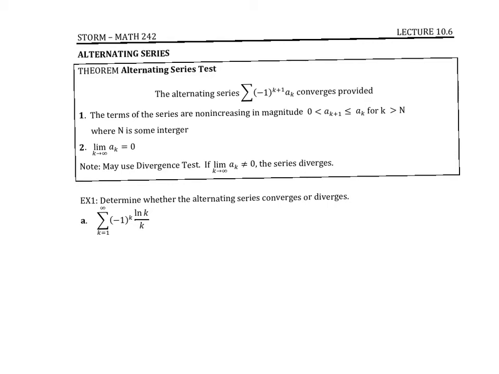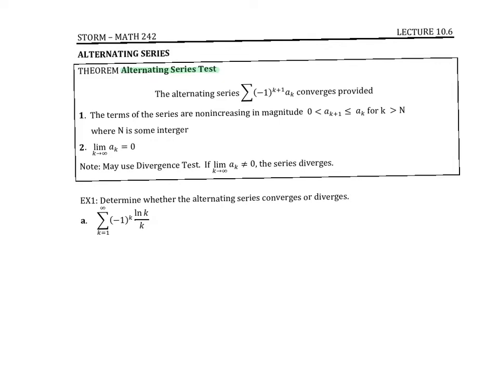In this section, our focus will be on alternating series, so series that have terms that alternate between negative and positive or positive and negative. The test that we mainly use to check to see if an alternating series converges or diverges is the alternating series test. Keep in mind that this test is only for alternating series. It does not apply to series that are not alternating.